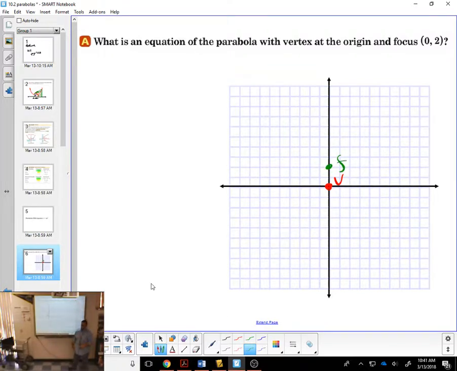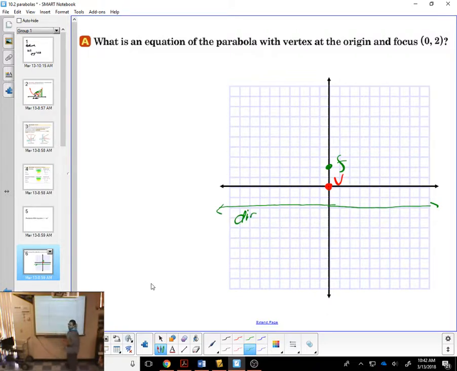Question, where's my directrix? It's going to be a line, but where is it? Well, my vertex is at the origin. And remember what we said about those? The focus and the directrix are equidistant. So if my focus is 2 units up, then my directrix should be 2 units down. So 1, 2, and I'm just going to draw a line there. That is a bad line. But that is my directrix.